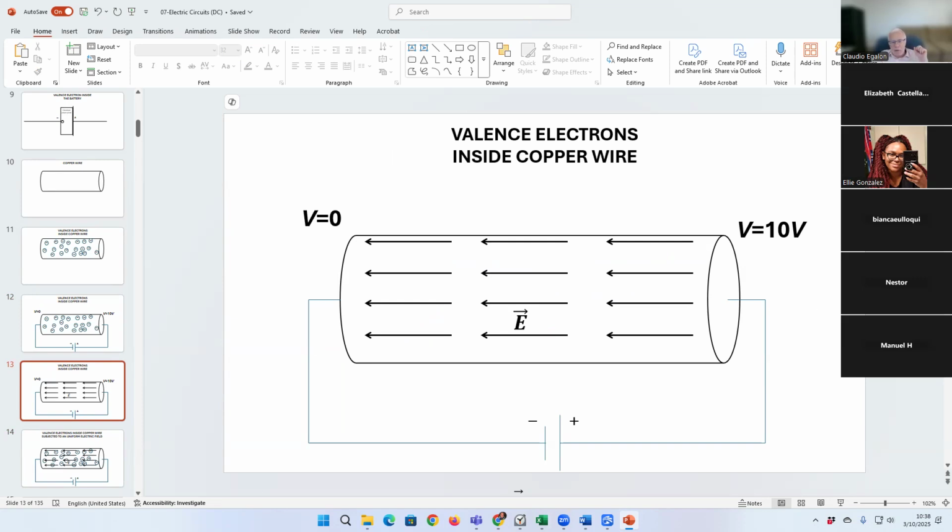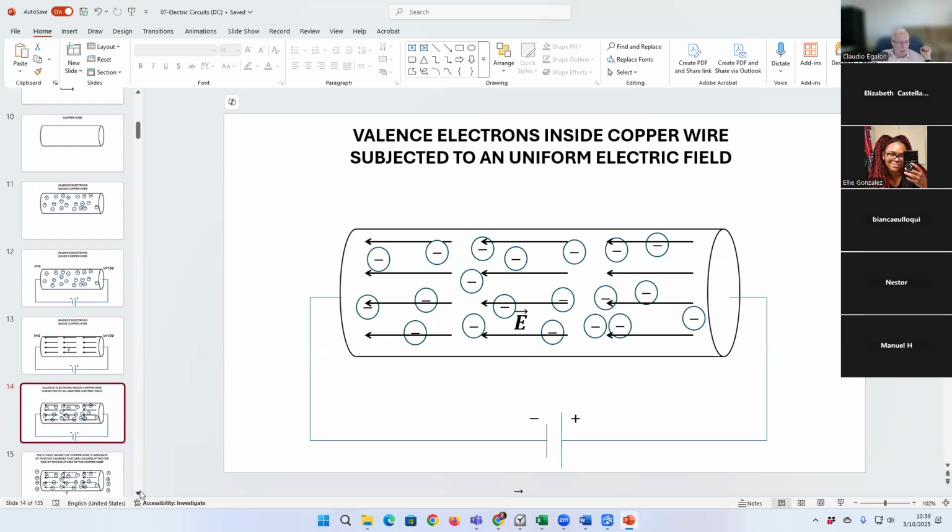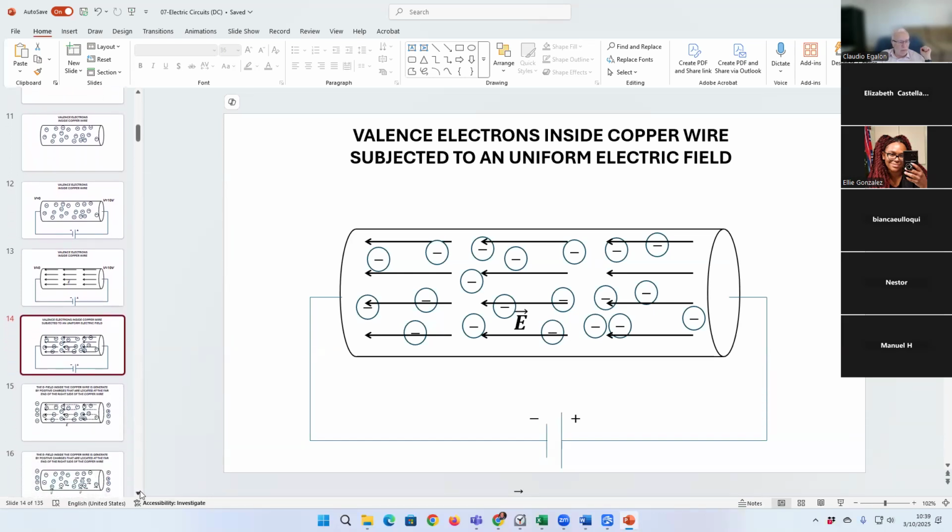And there is a potential difference here between this end and the other end. Let's say in this case, I said it's 10 volts potential difference. And now that the electric field is inside the copper wire, you can visualize in which direction the charges are going to move, right? A charge subjected to an electric field is going to experience a force, an electric force.